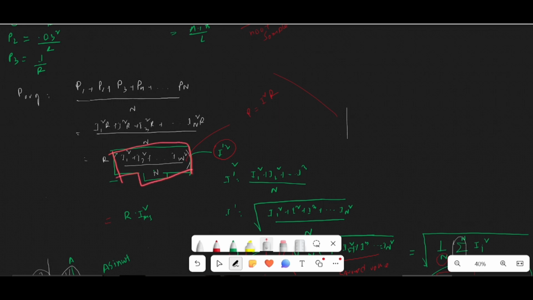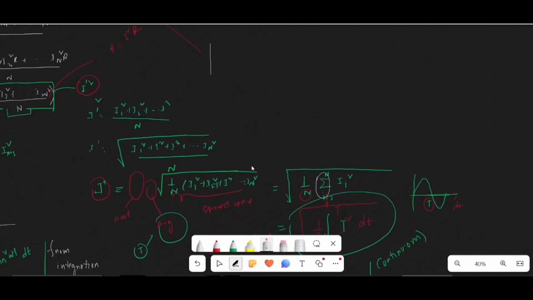this part as a new variable, I prime squared. Then what will it be? Let's say I prime squared equals this portion: I1 squared plus I2 squared plus I3 squared, divided by n. So what will I prime be? I prime will be the root of this.